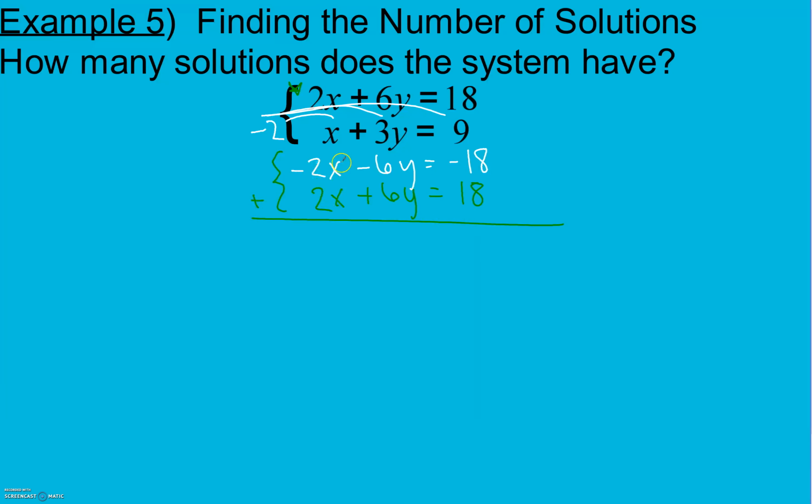-2 plus 2 gives me 0. -6 plus 6 gives me 0. So on the left side, I have 0. On the right side, I take -18 plus 18, which is also 0. That's true. Anytime we get a true statement after our variables are gone, it's going to be infinitely many solutions.